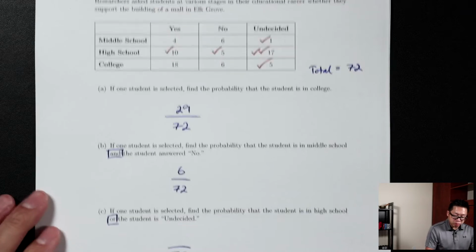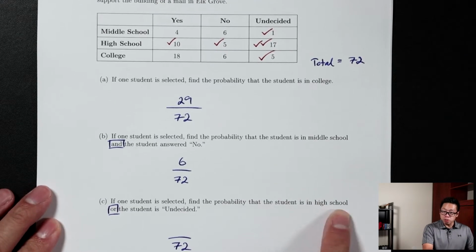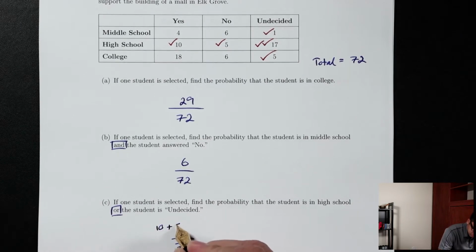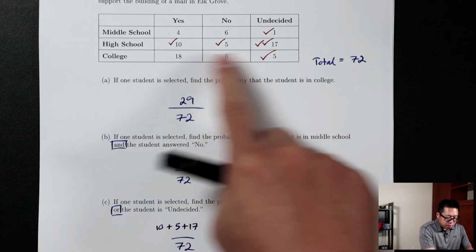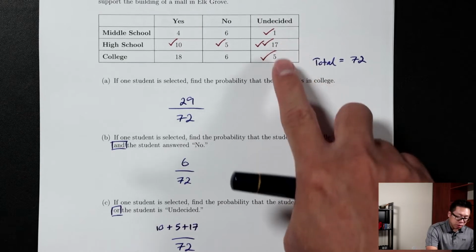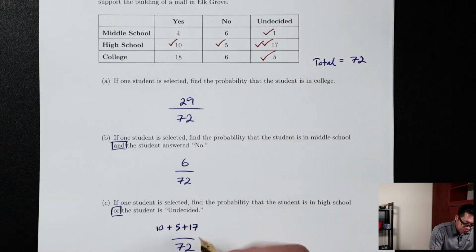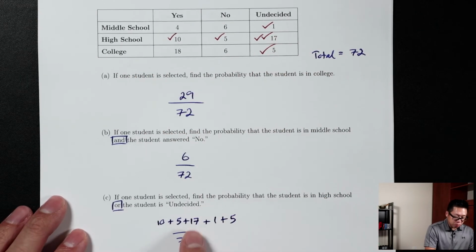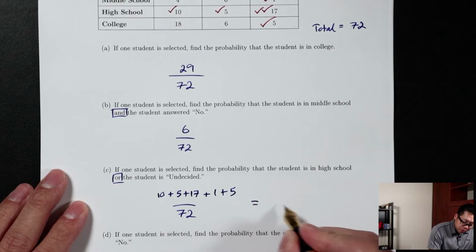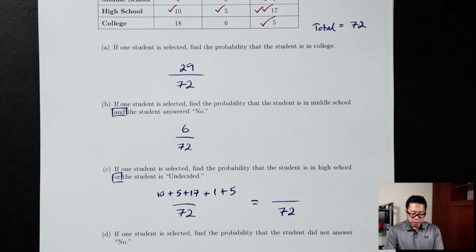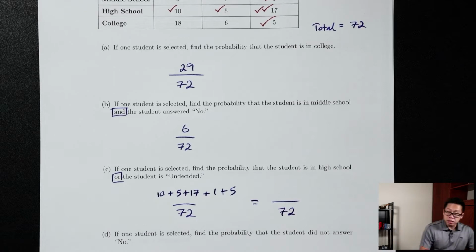So usually what I'll do is I'll just start with the first group, which is all the high school students. So 10, 5, 17, and add on the undecided, but remembering not to count the 17 again. So I'm just going to add on the 1 and the 5, because I got the 17 from the high school students already. So add those together. So 72 on the bottom. Up top, it will be 10 plus 5 plus 17 plus 1 plus 5. And that's 38.